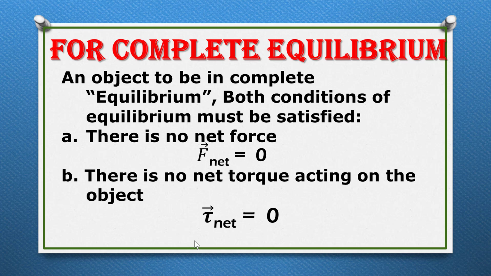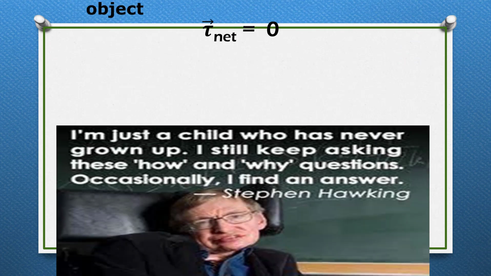It will have a tendency to move in some direction. If only the first condition is satisfied, then the body may be rotating. If only the second condition is satisfied, then the body may have linear acceleration. So for complete equilibrium, both conditions must be satisfied.